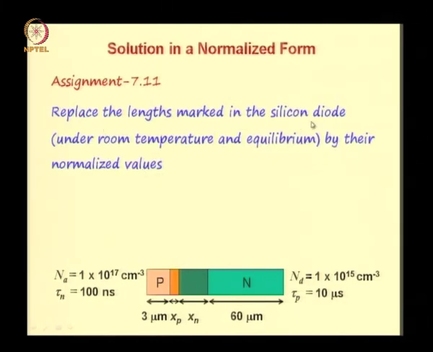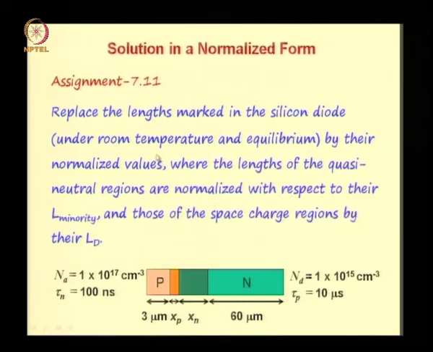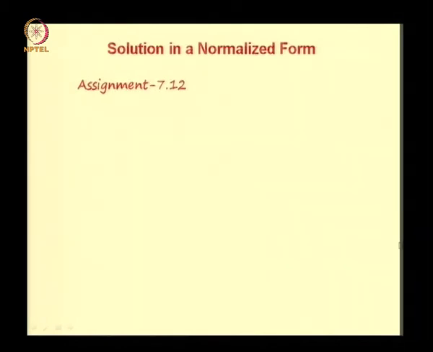Replace the lengths marked in the silicon diode under room temperature and equilibrium by their normalized values, where the lengths of the quasi-neutral regions are normalized with respect to their minority carrier diffusion length L minority. So 3 micron and 60 micron should be normalized with respect to their minority carrier diffusion lengths, and those of the space charge regions by their Debye lengths. So you should normalize xp with respect to the Debye length in this region and xn with respect to the Debye length in that region, and see what kind of dimensionless numbers you get for these lengths. Comment on the utility of the result.